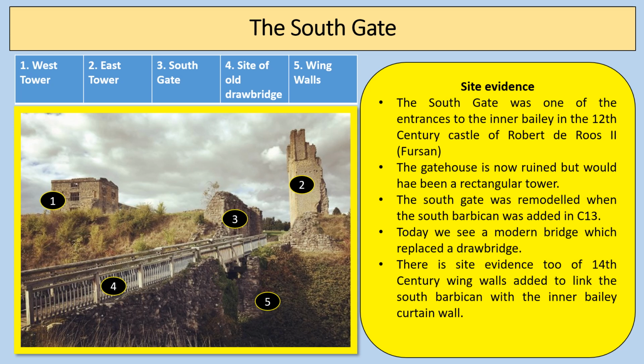We can see a modern bridge that was put in the 20th century to allow safe access onto the site. But originally there would have been a drawbridge there, so again that's useful to think about defensive purposes. And the site evidence too of the 14th century wing walls, which were added to link the South Barbican with the Inner Bailey curtain wall. And you can see there just some of the features: West Tower, East Tower, the actual South Gate itself, the site of the old drawbridge, and then the walls out to what are called the wing walls, which link the South Barbican onto the main part of the castle.